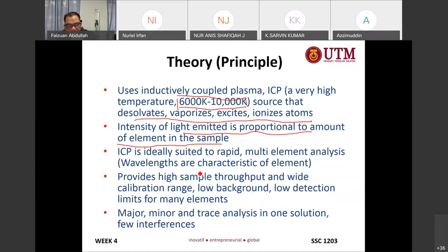This is a basic concept, okay? Meaning that the intensity of the emission of the light provided when we burn the sample is proportional to the amount of the element in the sample. So ICP is ideally suited to rapid multi-element analysis. The wavelengths are characteristic of the element. So, as I told you, every single element has a different wavelength of the light that is emitted, okay? If we burn a sample containing more than one analyte, more than one element, it is okay because we have a detector that can differentiate the wavelength of every emitted light, and it can be characterized as every element with the concentration.